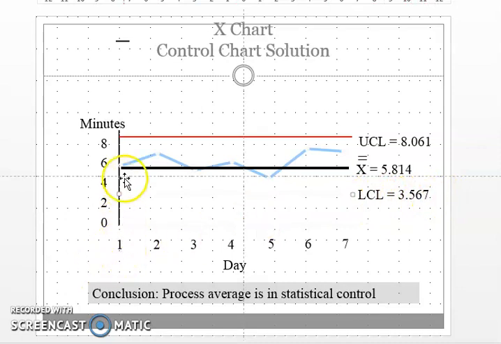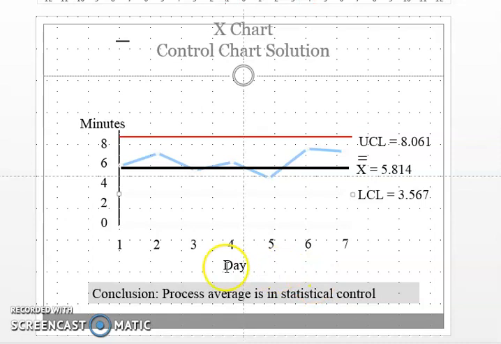And for each day's mean you have to mark on the vertical line passing through that day, day 1, day 2, day 3, day 4, day 5, day 6. You have to mark the point and then join the points by a line, and you will observe that most of the points are near the average. That's why the process is in statistical control.